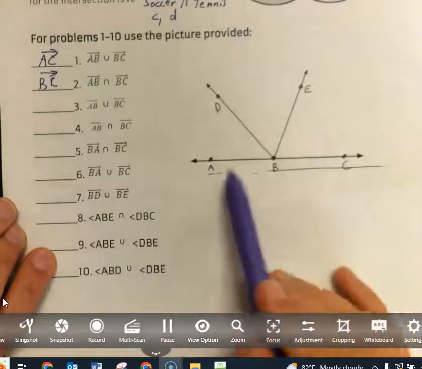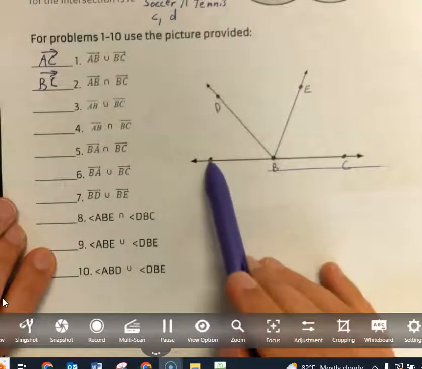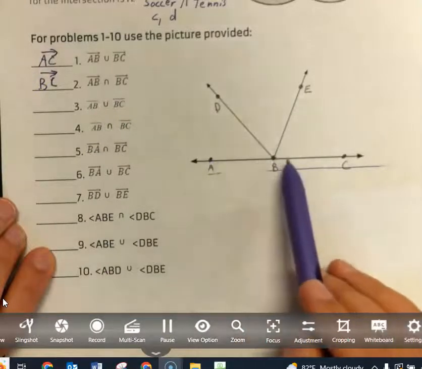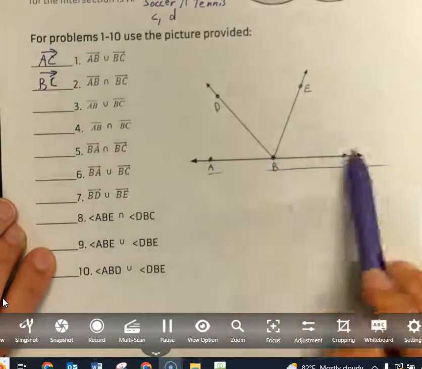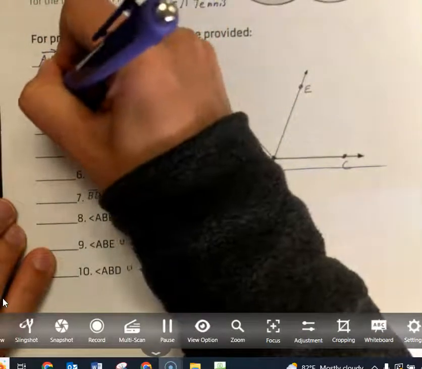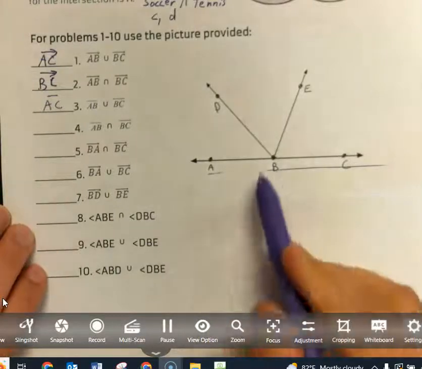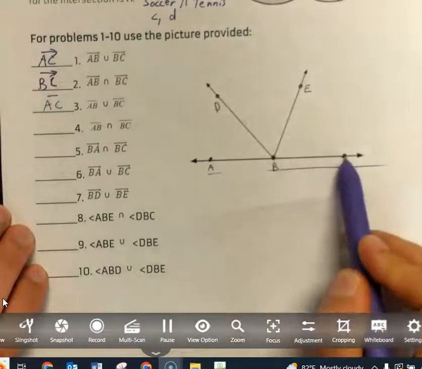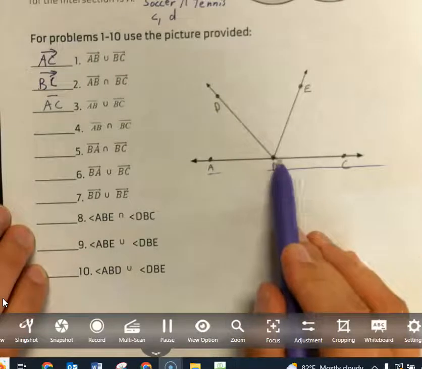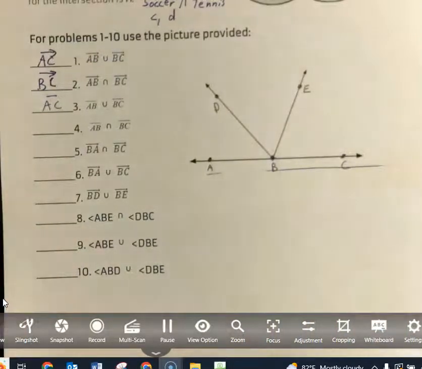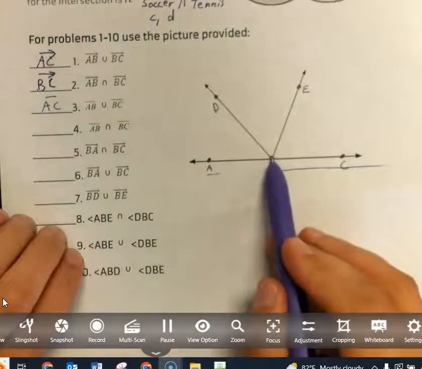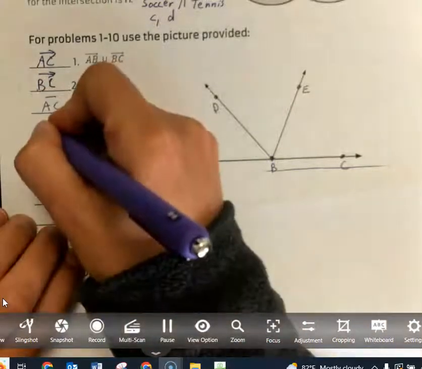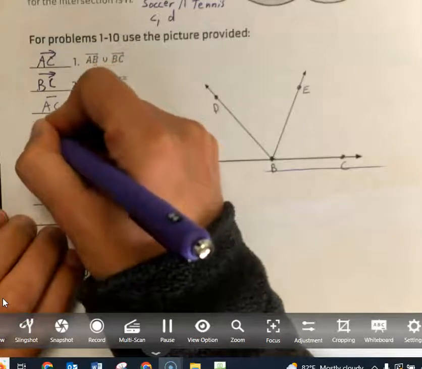All right, union of segment AB and BC. Well, AB and BC together creates AC. So we have segment AC. Intersection of AB and BC. Well, what do AB and BC have in common? For intersection, you're always asking what do they have in common. So they both just have point B in common. So my answer is point B.